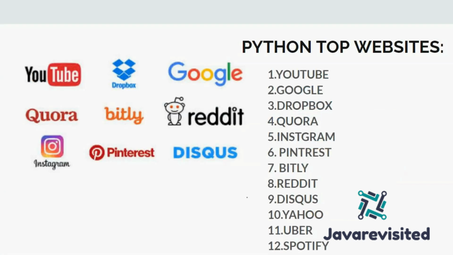And here you can see the top websites that use Python. At the top are YouTube, Google, Roblox, Spotify. I'm not going to name all of them. Here you can see Instagram. These are the top websites that you can see using Python. So you should learn Python from start to end in this course. So please don't skip this course and watch it till the end.